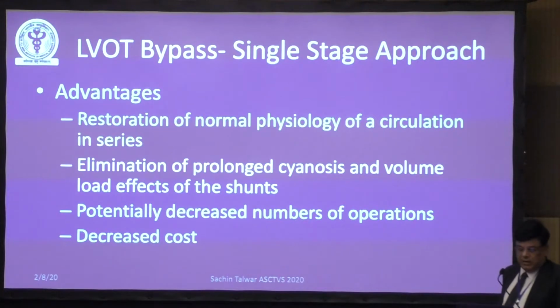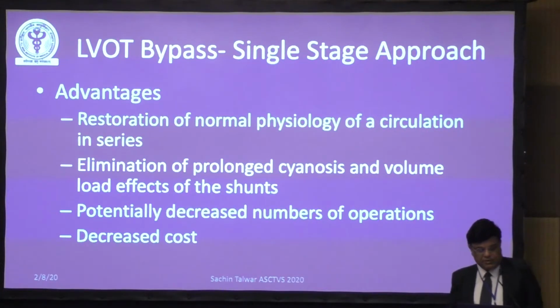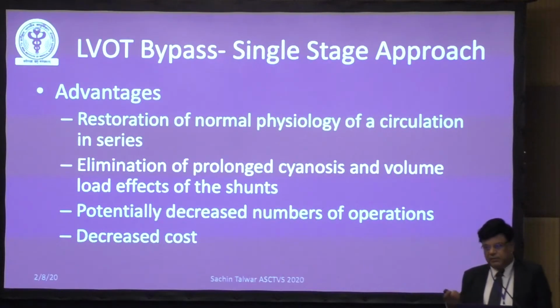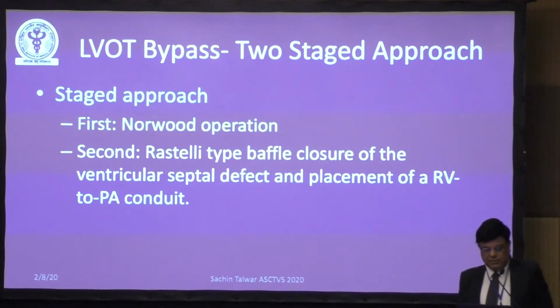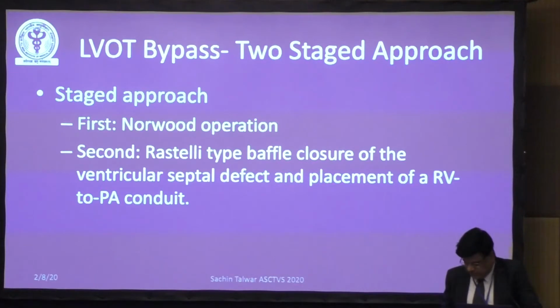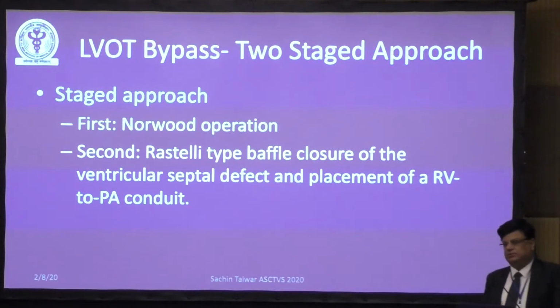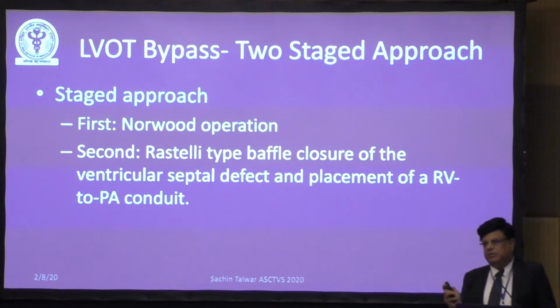The other thing is an LVOT bypass. The advantage is that you restore the normal physiology of a circulation in series, you eliminate the prolonged cyanosis and volume load, and then you potentially reduce the number of operations, and you have reduced cost. So, a two-stage approach. The first stage is a Norwood type of operation, and the second stage is the Rastelli type thing like we discussed in the last stage. So first stage, just do the Norwood operation and limit it to the Norwood part.